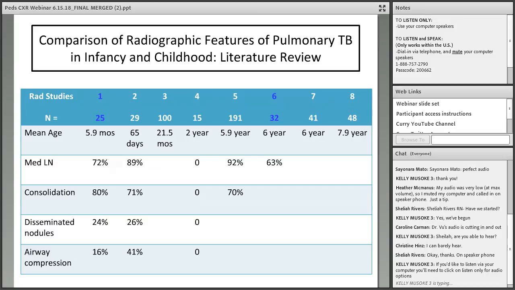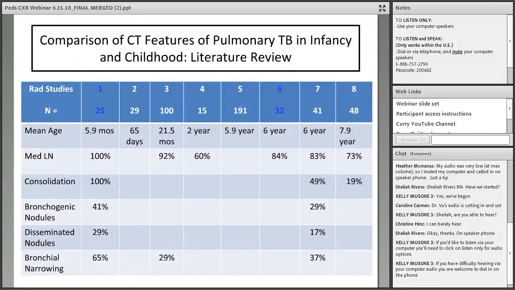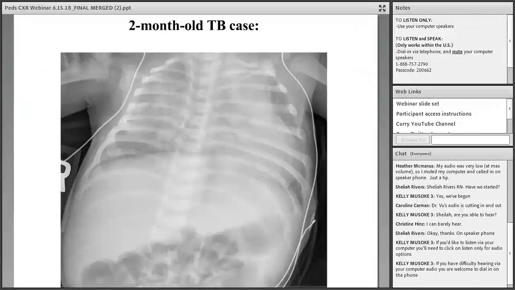So here are a few studies looking at the various findings in pediatric TB. And as you can see, mediastinal adenopathy is very common across most of the series, and then consolidation is next. Similarly, with regard to CT findings, adenopathy and consolidation are very common findings on CT as well.